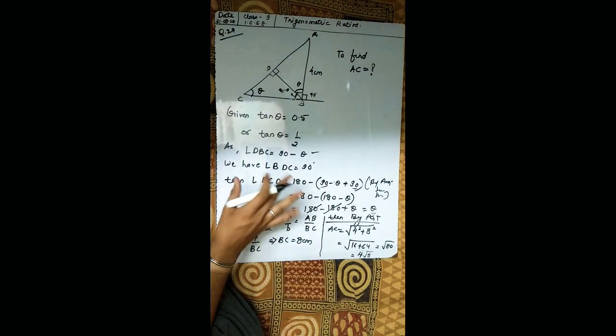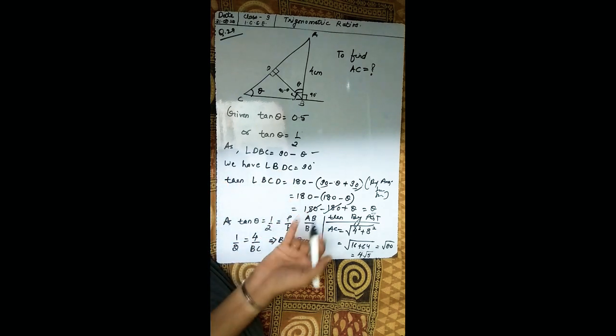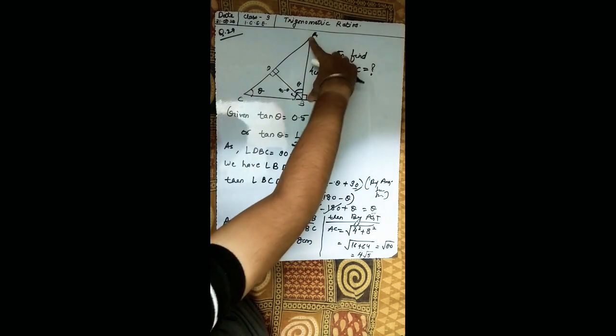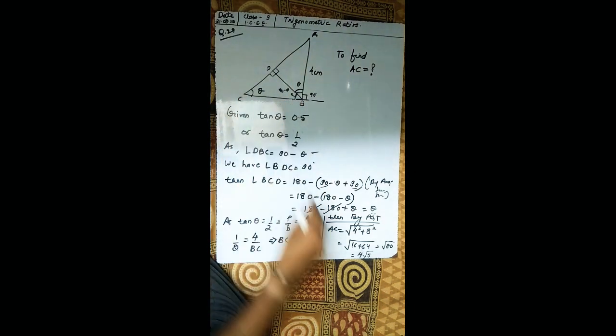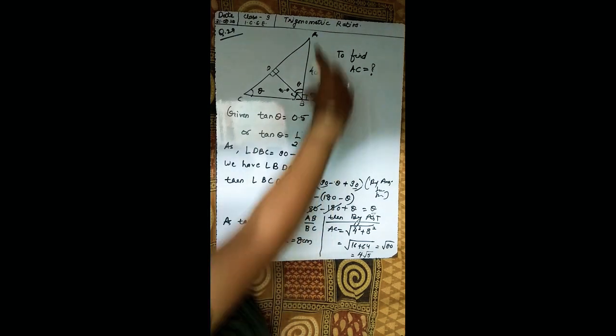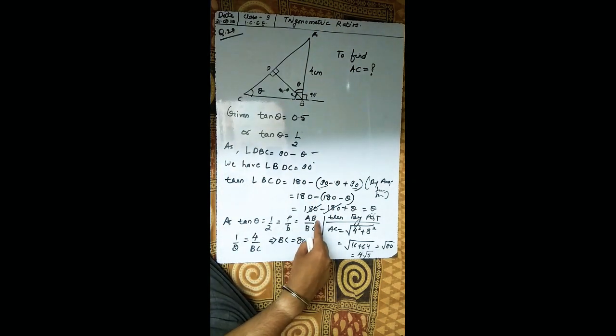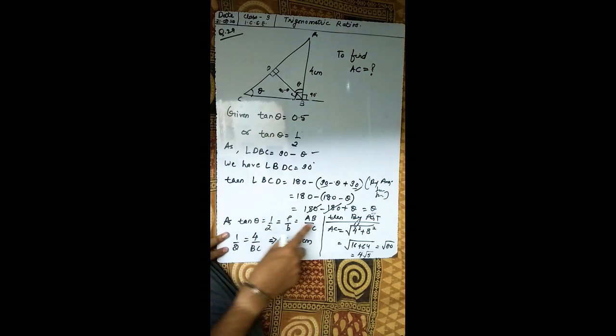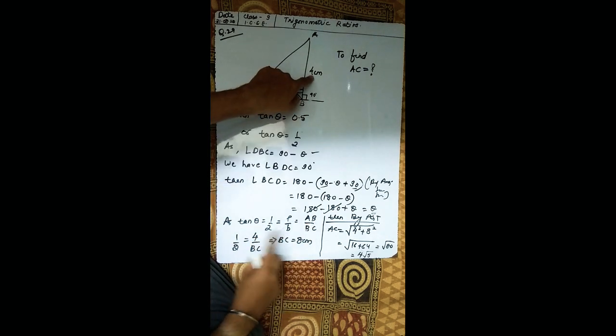Okay, now it will be very easy for us. As tan theta is 1 upon 2, that is perpendicular upon base. If theta is here, then this will be the perpendicular and this will be the base. So AB upon BC. AB is given to us as 4 centimeters. So 1 upon 2 is equal to AB upon BC. AB is 4 centimeters, I have put it.